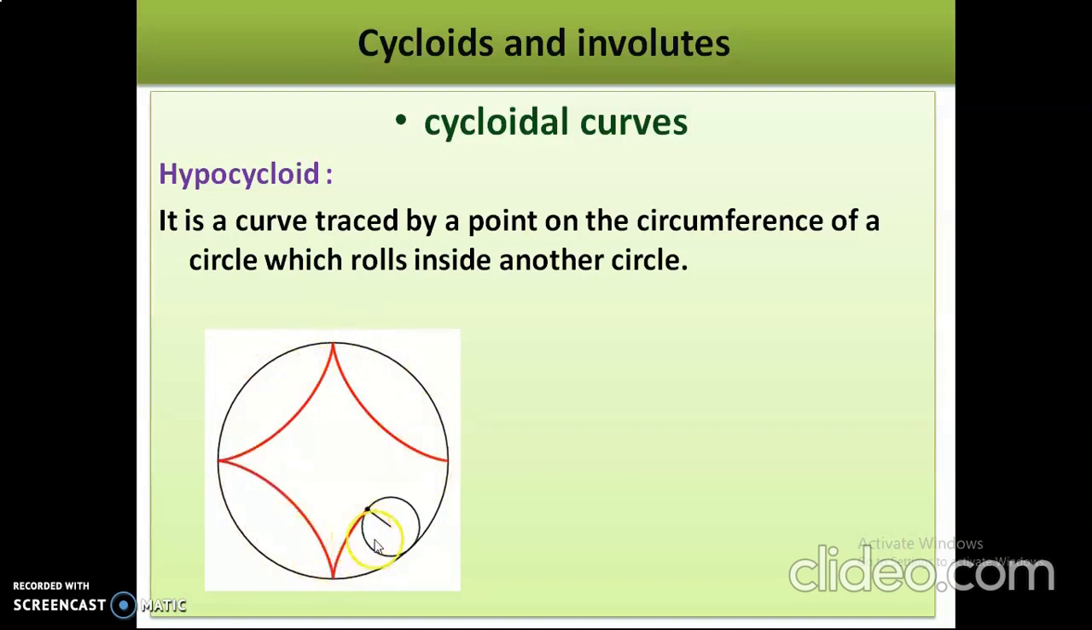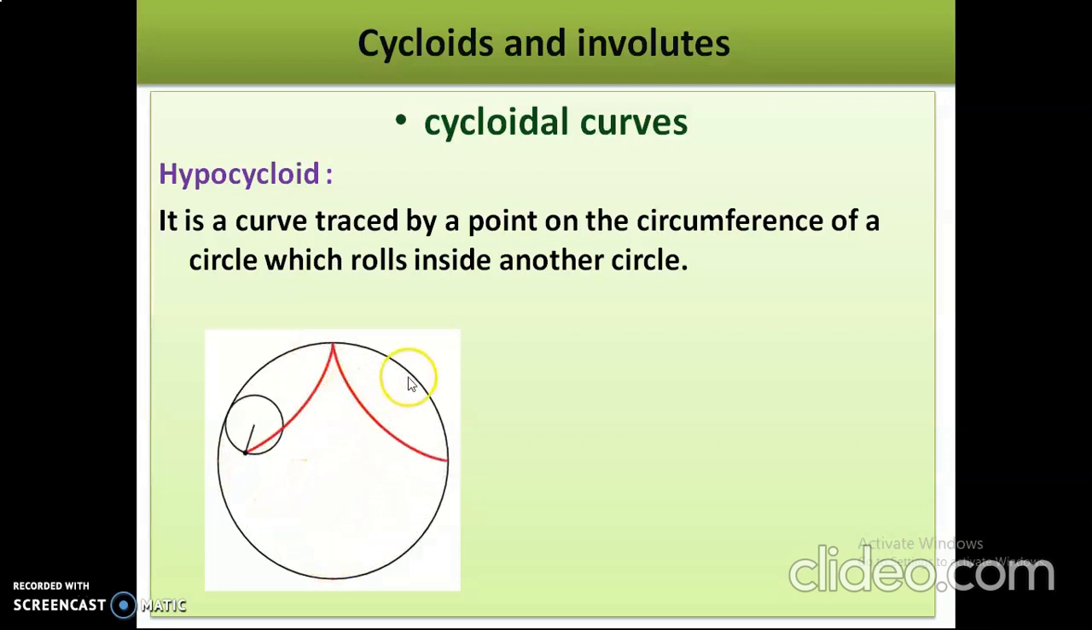A small circle is rolling inside another circle, so it is forming one type of curve. So this is a hypocycloid. This is also one hypocycloid. Okay, this is a hypocycloid. This one is a hypocycloid, and this one is called hypocycloidal shape.